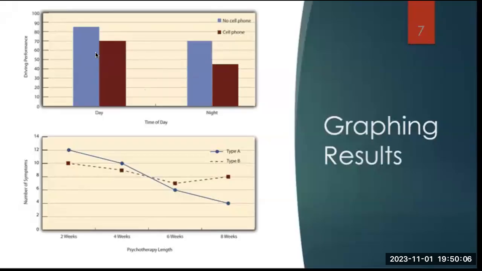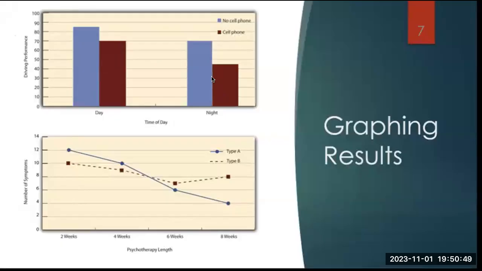Then we also look at the bars themselves. So the bars represent the time of day. It's up to you as a researcher which independent variable you want to represent as color and which one you want to represent as the bar component. The dependent variable will always be on the y-axis. X-axis is the independent variable, y-axis is vertical, and that's the dependent variable. So what we have there is driving performance. How well do they drive? Just looking visually at this graph, you can see that the no cell phone people drove better than the people who drove with a cell phone, regardless of the day or night.